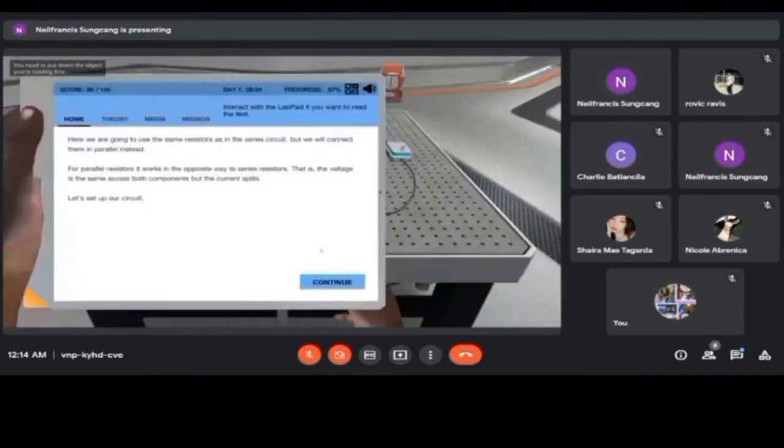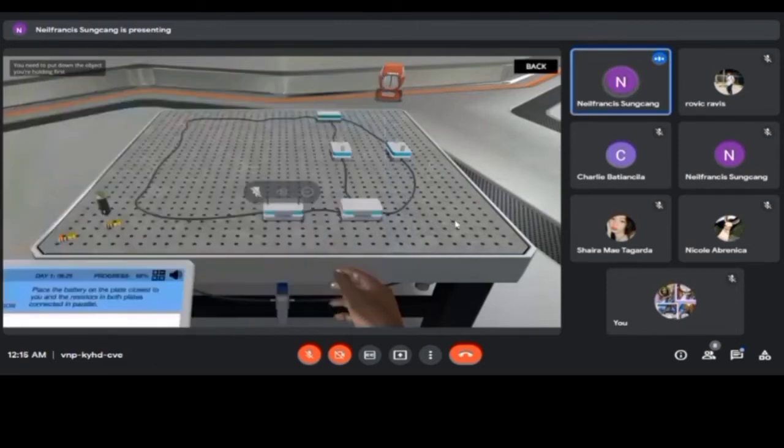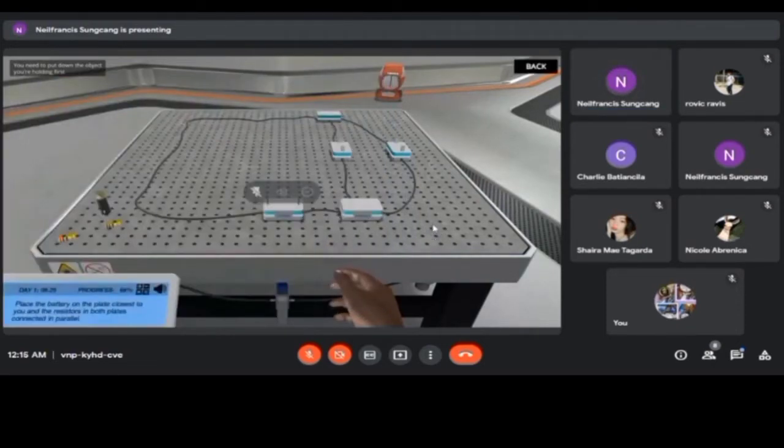Here we are going to use the same resistors as in the series circuit, but we will connect them in parallel instead. For parallel resistors, it works in the opposite way to series resistors. That is, the voltage is the same across both components but the current splits. Let's set up our circuit. Place the battery on the plate closest to you and the resistors in both plates connected in parallel.